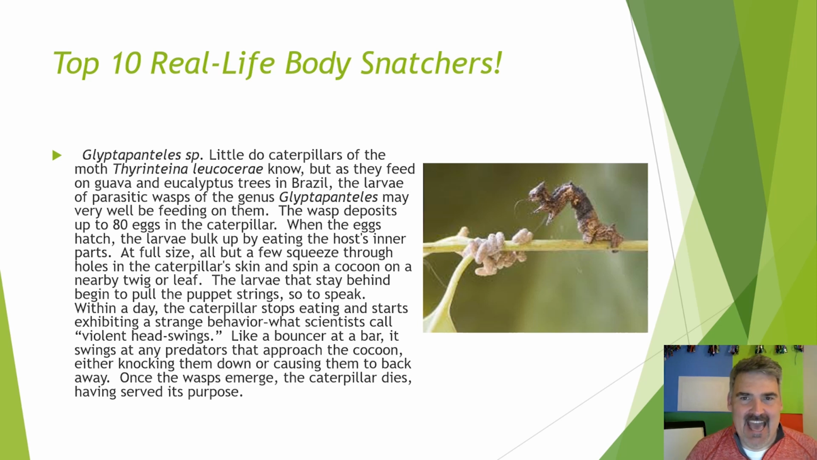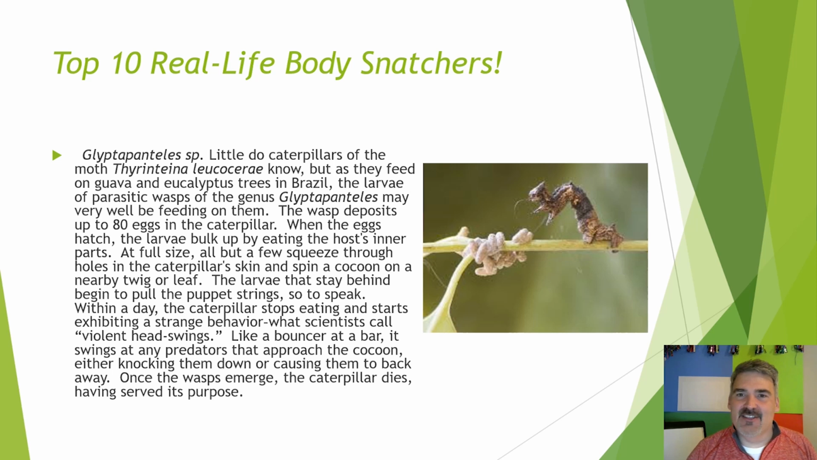When the eggs hatch, the larvae bulk up by eating the host's inner parts. At full size, all but a few squeeze through holes in the caterpillar's skin and spin a cocoon on a nearby twig or leaf.